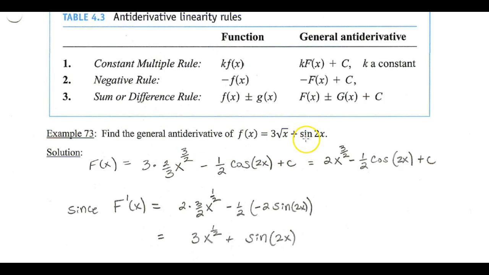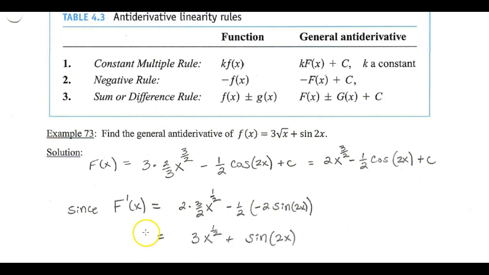Sine of 2x, what function if I take its derivative gives me sine? Well, that's negative cosine of 2x, but that's a kx, so I got to divide by 2. So divide by 2, so I get minus 1/2 cosine of 2x. And then add your plus c. So I could simplify this a little bit to write this as just 2 times x to the 3/2 minus 1/2 cosine of 2x plus c.